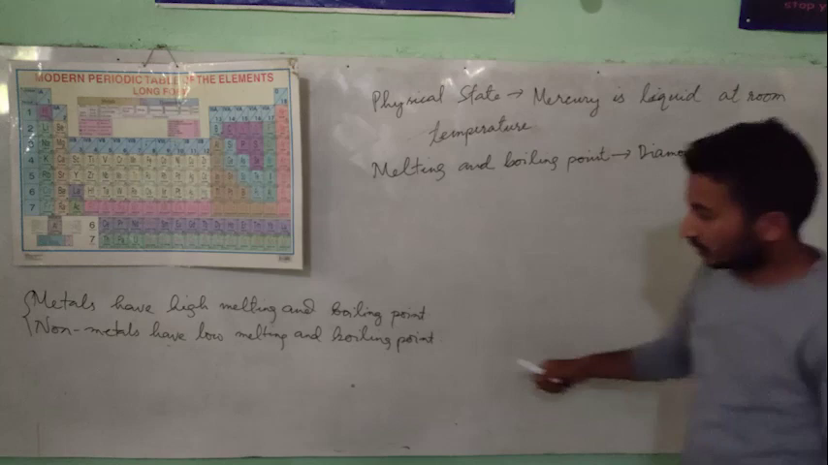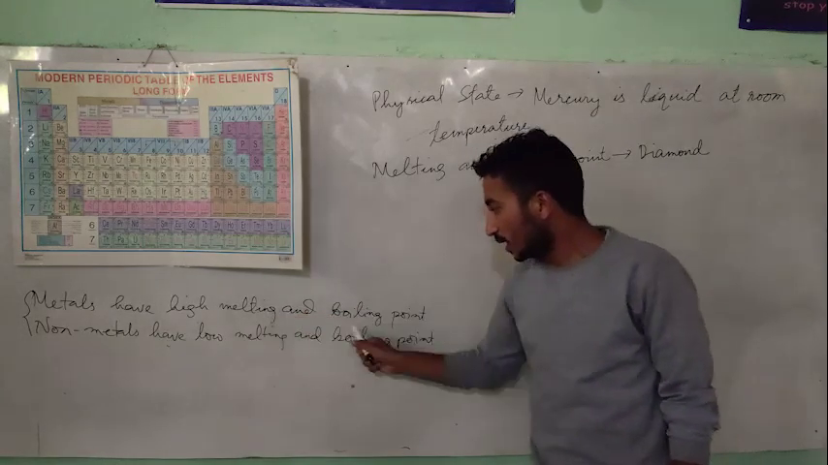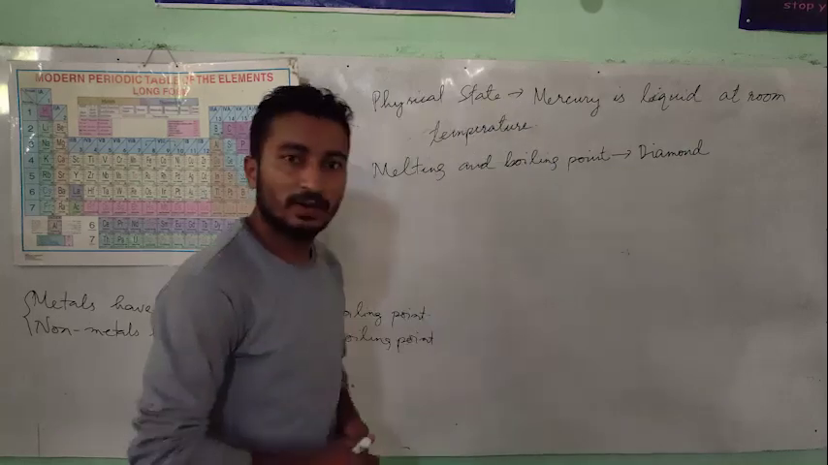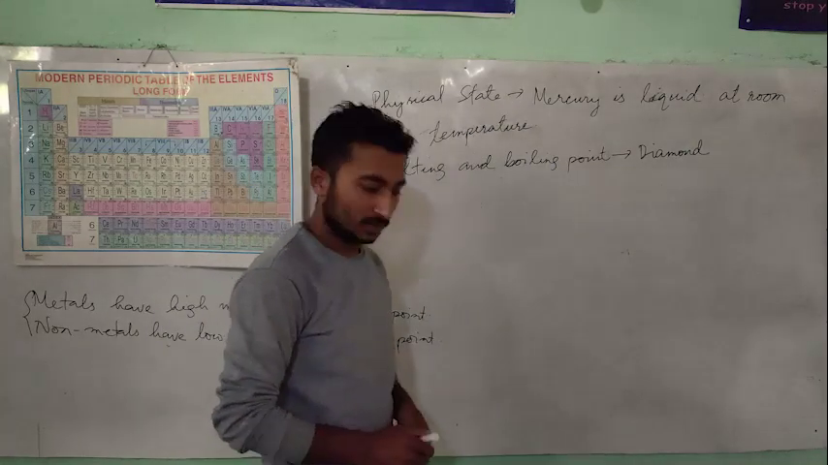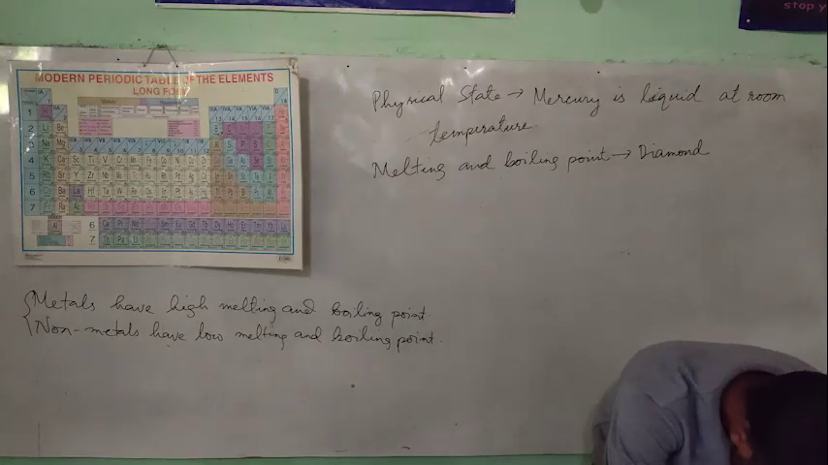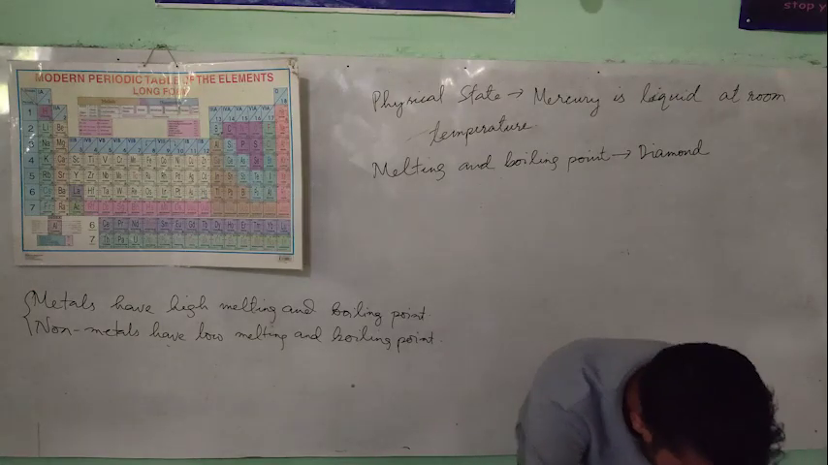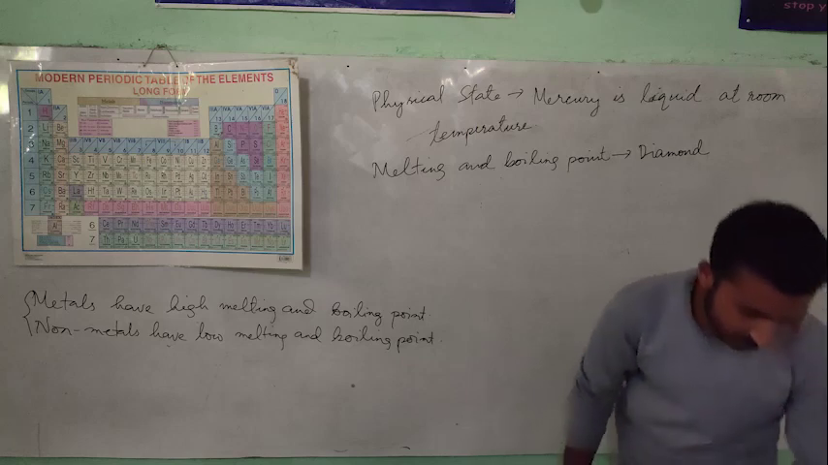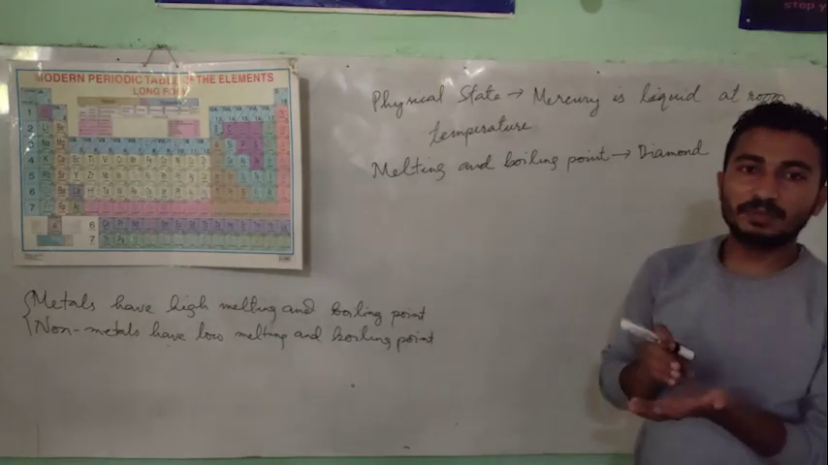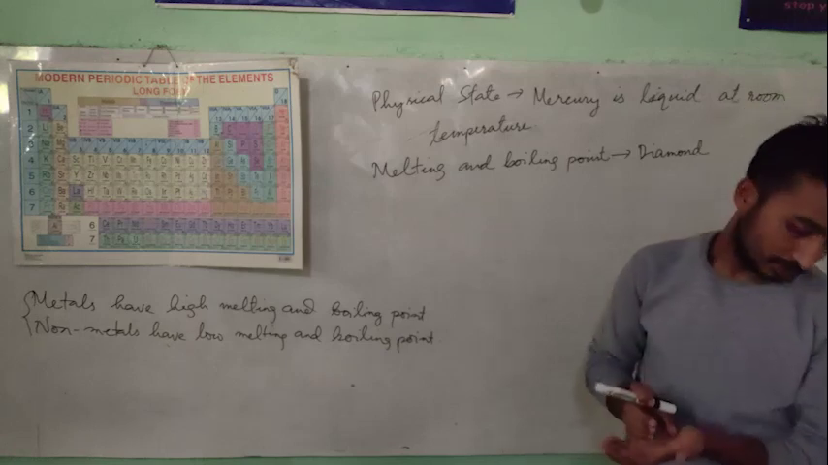And for metals, we have written that metals have high melting and boiling points, but there are some metals which have very low melting and boiling points, like for example gallium. And we have one more metal, that is cesium. Sodium, potassium, gallium and cesium have very low melting points. Gallium can even melt if we keep it in our palm.